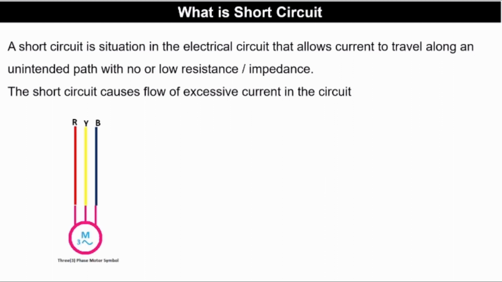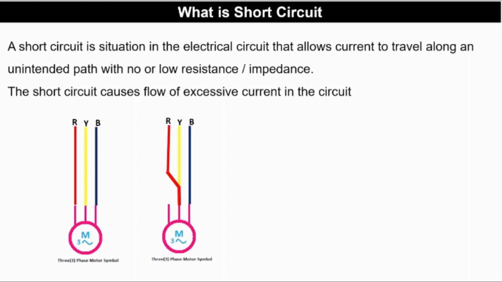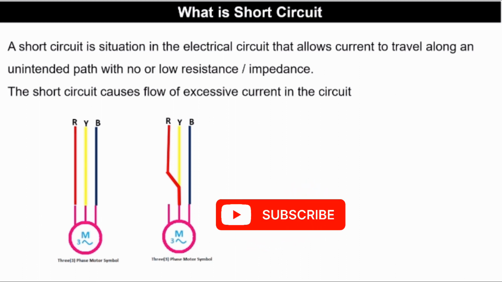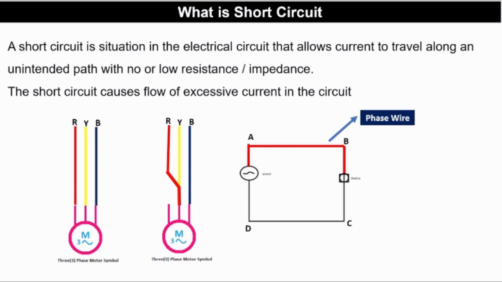This is the normal connection of the three-phase motor. If by chance this happens, that is R phase gets joined with the Y phase, this is the condition of the short circuit. Similarly, this is the single phase circuit, and this is the phase wire, and this is the neutral wire.